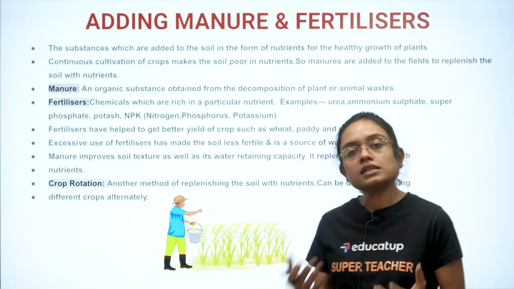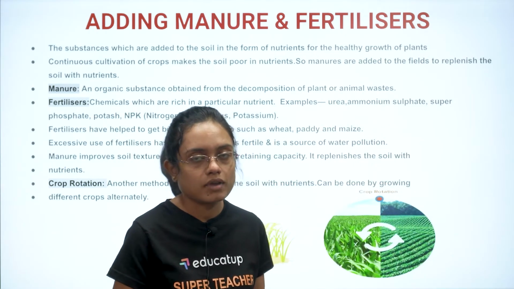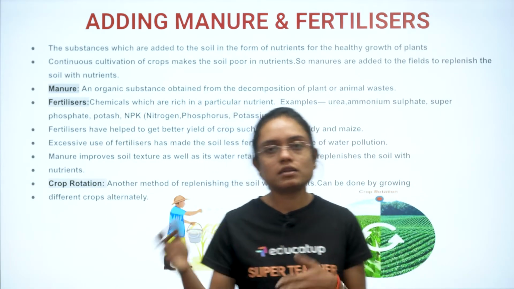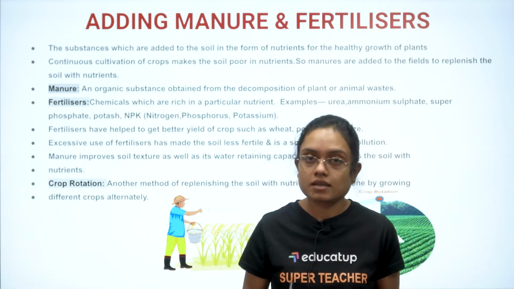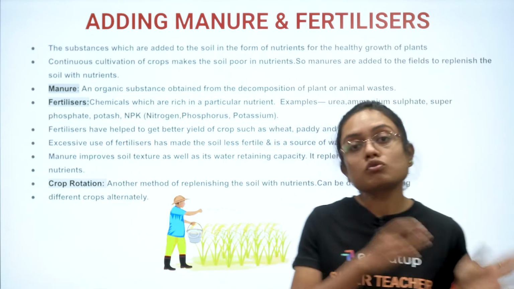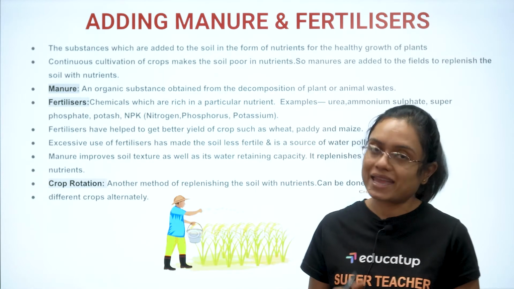Now, continuous cultivation of crops, that means in one season you have grown wheat, in the other you have grown gram, then pea, potato, carrot, like means you are growing continuously. So the fertility of the soil starts decreasing because the nutrient content of the soil starts decreasing. So to replenish the soil again, we need to add fertilizers and manures.